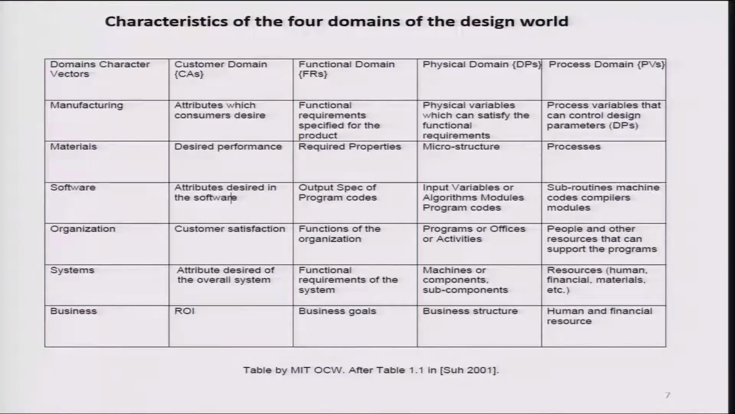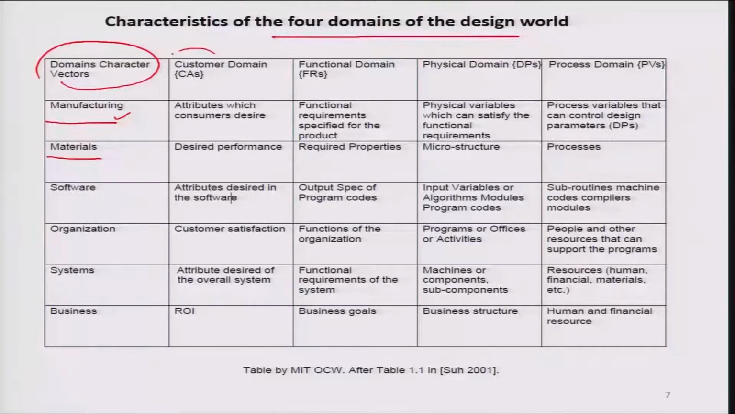So here are the characteristics of the four domains of the design world. Here you can see a variety of processes are available, and the domain character vectors are manufacturing. In the customer domain, these are the attributes which the consumer desires. After that, the need is converted into a functional requirement that is specified for the product. Then this functional requirement is mapped into physical variables which can satisfy it. Again, process variables can control design parameters. This is the constraint.